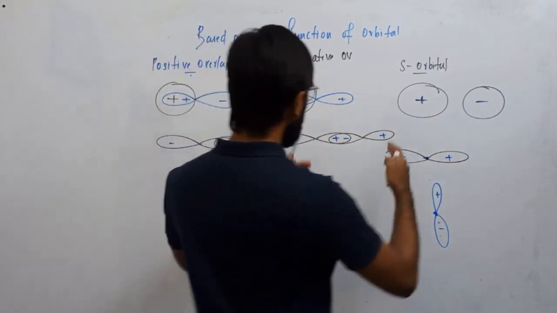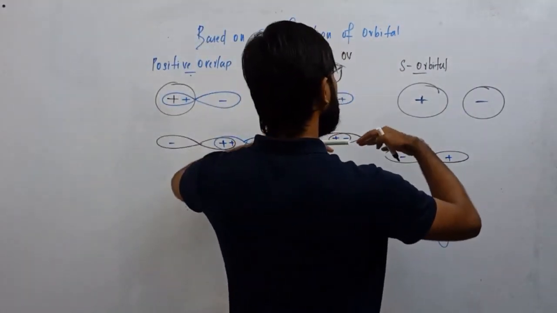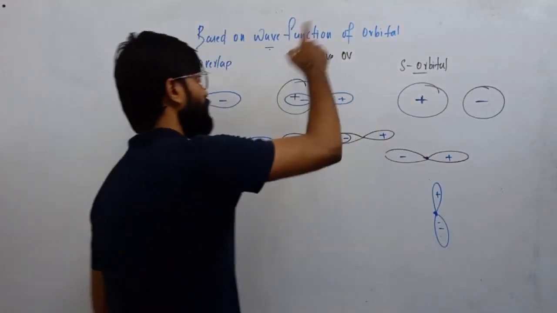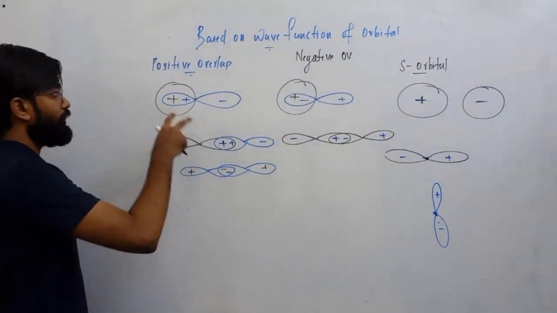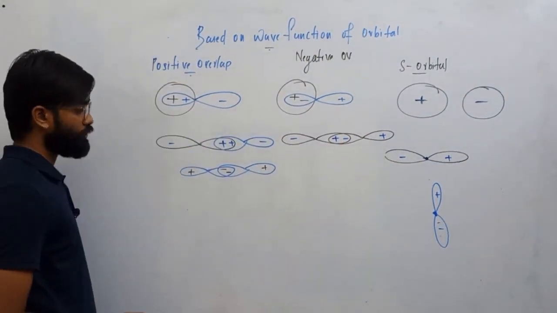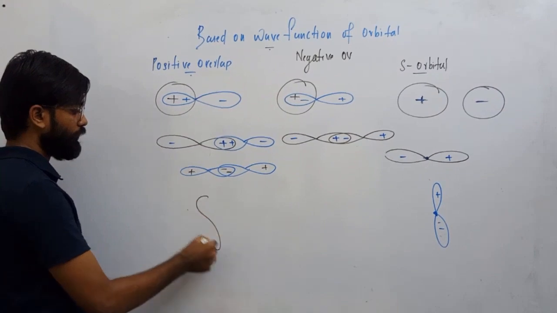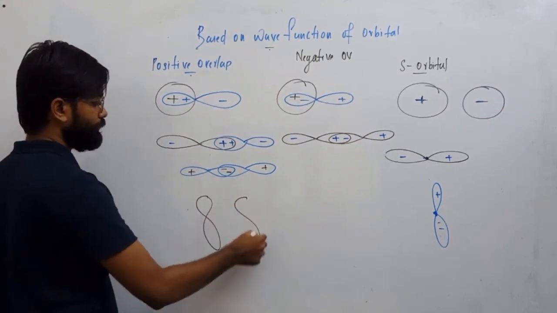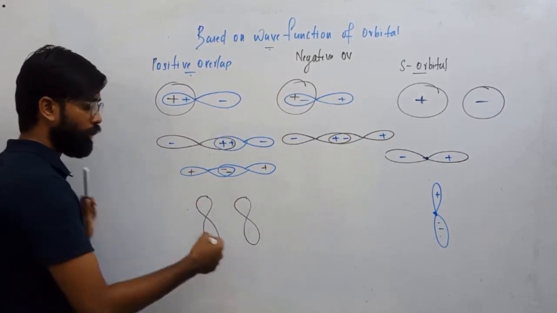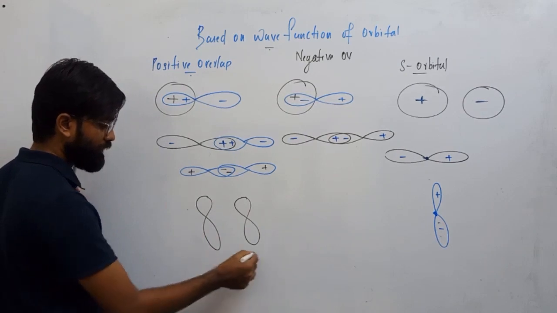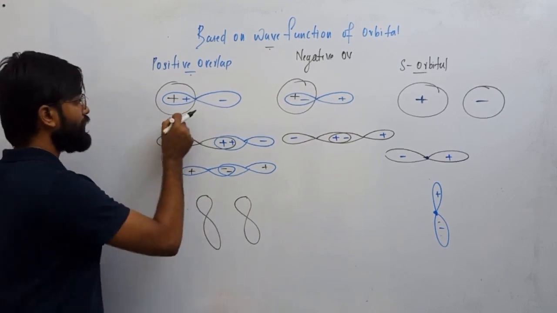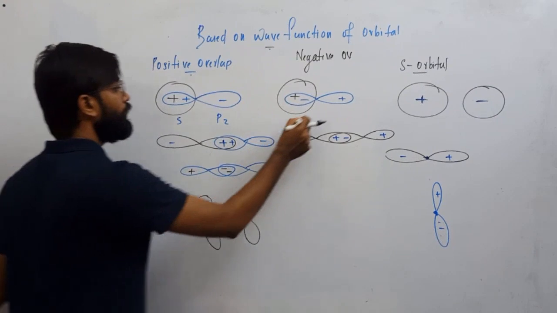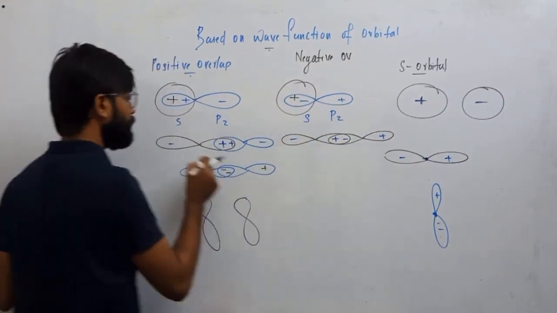Okay, so if the overlapping is between two oppositely designated orbitals, then that is a negative overlap. With similar orbitals, then that is a positive overlap. Okay, and this is also found in your lateral overlapping also. So this is px and this is also px. This is s and this is a pz.